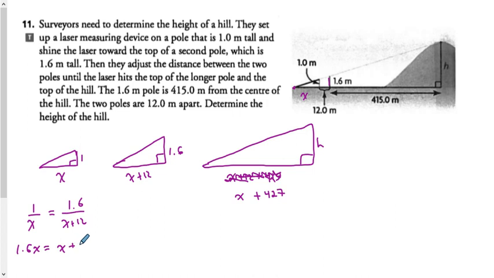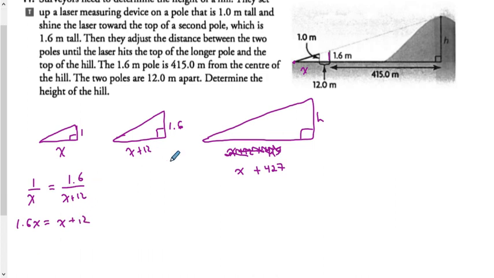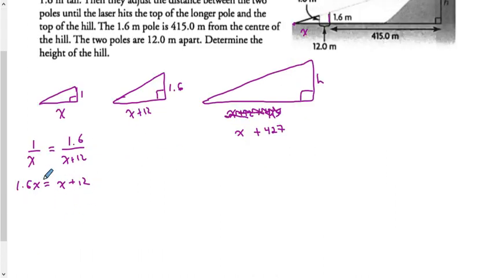Okay, if I want to solve, I'm going to end up with 1.6x equals 1 times x plus 12, which is just x plus 12. Let's get a little more room here. Subtract 1x from both sides. That's going to leave me with 0.6x equals 12. Divide both sides by 0.6. End up with x equals 20. So that distance there is 20. So now I actually know this whole distance, right? It's 20 plus 427. So that's going to be a total of 447. That's how long that side is.